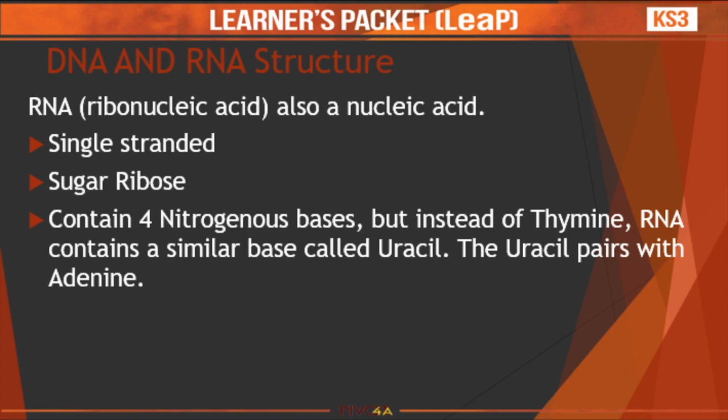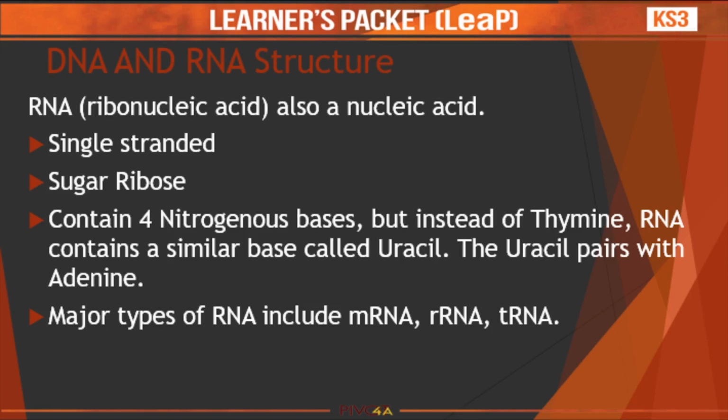The uracil pairs with adenine. So instead of ATCG, in our RNA we are going to use AUCG. Adenine pairs with uracil, and likewise cytosine and guanine. Again, uracil pairs with adenine. There are major types of RNA. It includes mRNA or the messenger RNA, rRNA or the ribosomal RNA, and the transfer RNA or the tRNA. Then, if our DNA is located in the nucleus, our RNA is located in the cytoplasm.